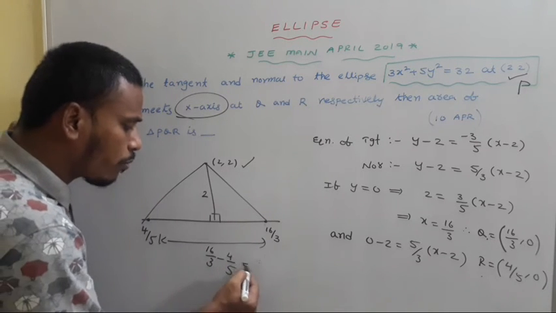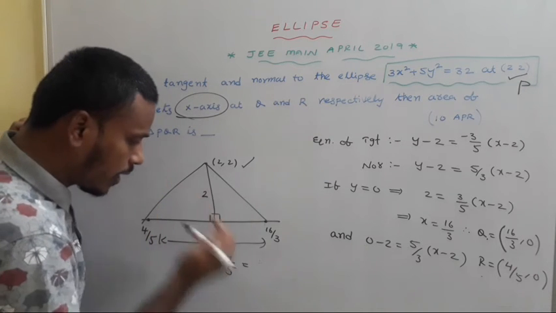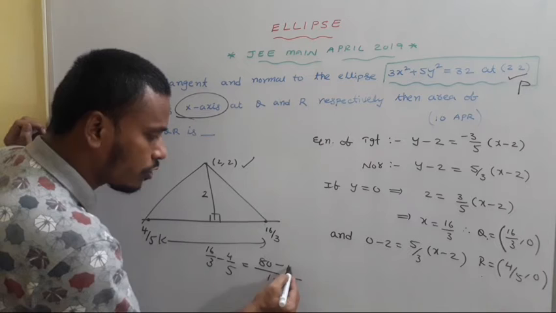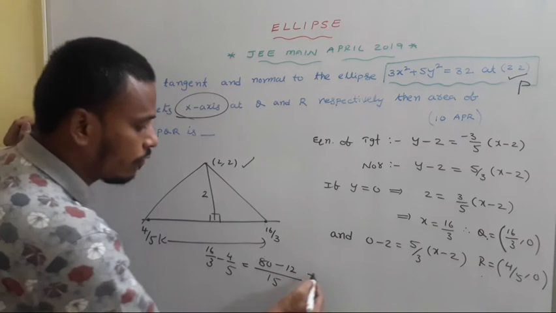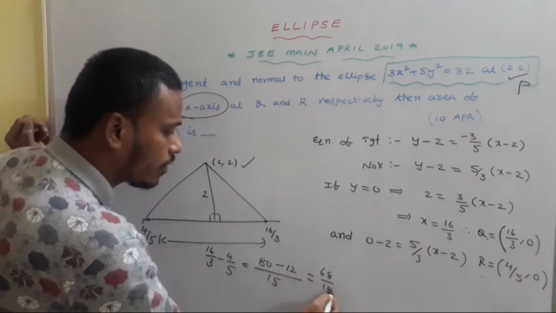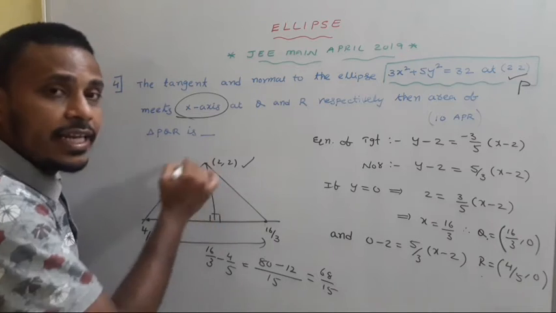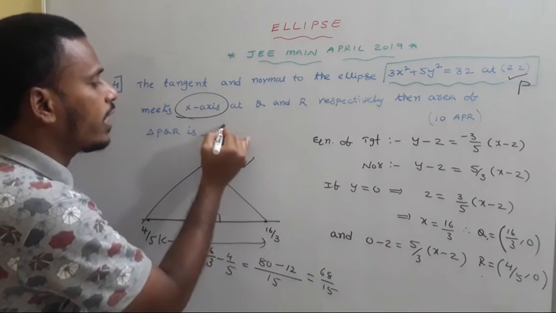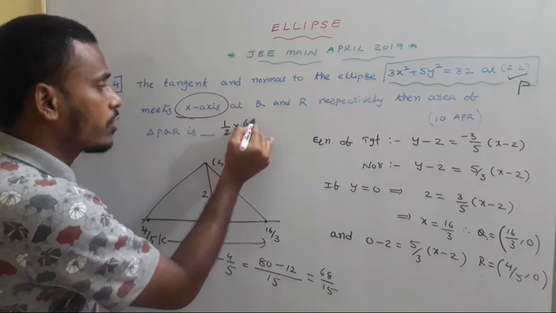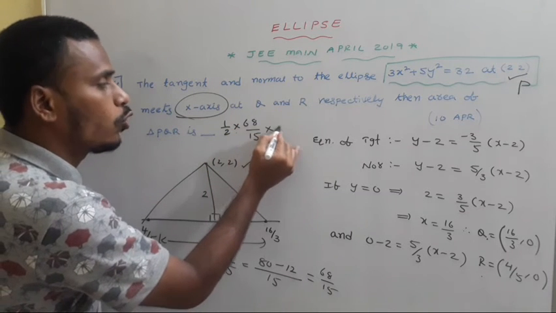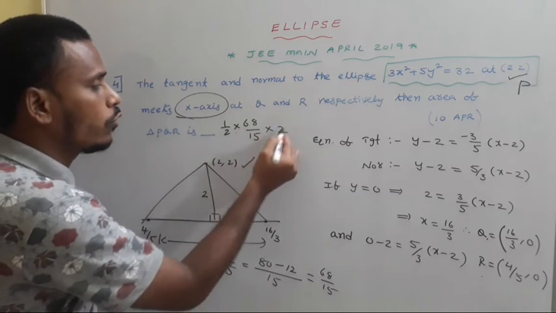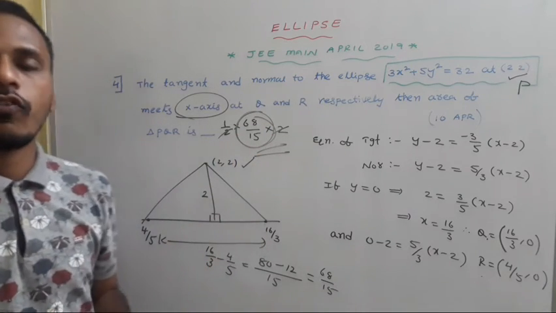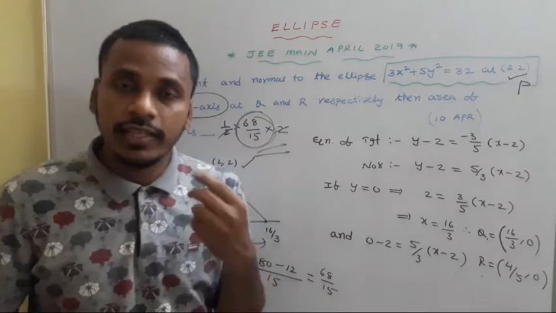So 16/3 minus 4/5 means what? See, 15 is the LCM, right? And then 80 minus 12, which is 68/15. Is it right? So the height is 2 for the triangle, and the base length is 68/15. Since we need the area, half into 68/15 into 2. If you cancel out the 2, you are left with 68/15. So that 68/15 is the area of the required triangle. Finally, that is the problem.